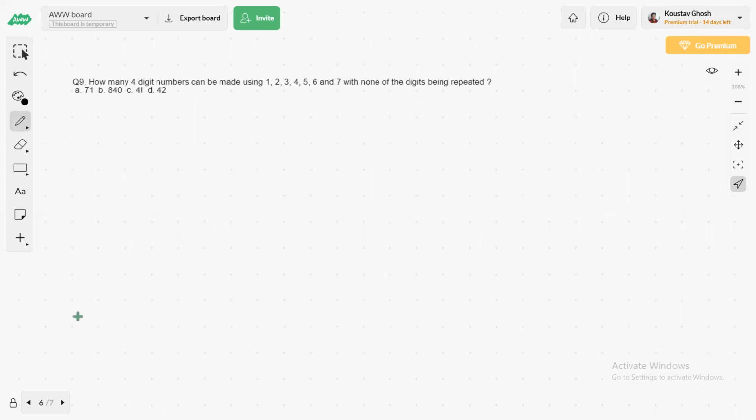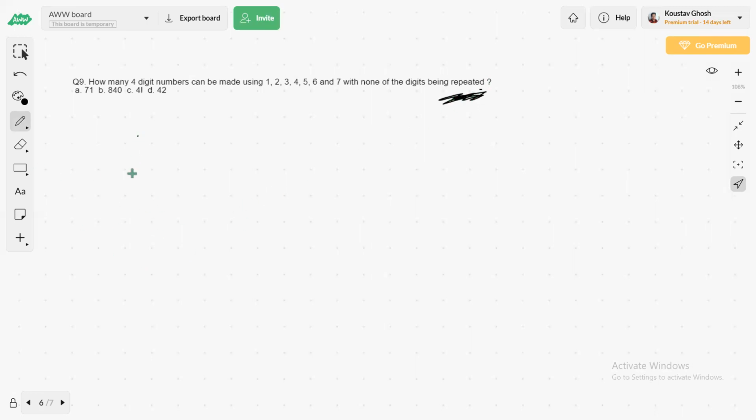Now come to the ninth question. That is another probability based question. How many 4-digit numbers can be made using 1, 2, 3, 4, 5, 6, and 7 with none of the digits being repeated? So this is, I already told, about repetition. This is the main point of these questions.